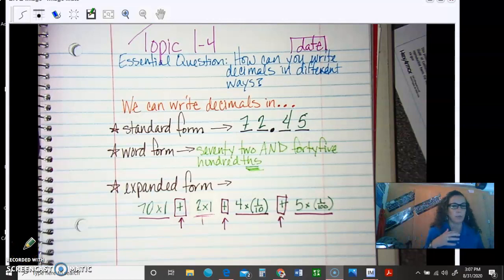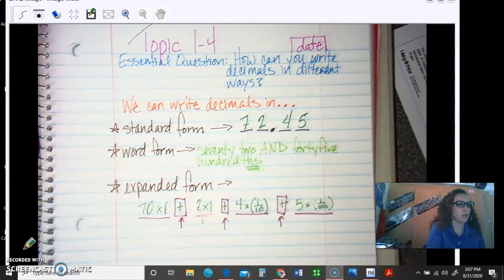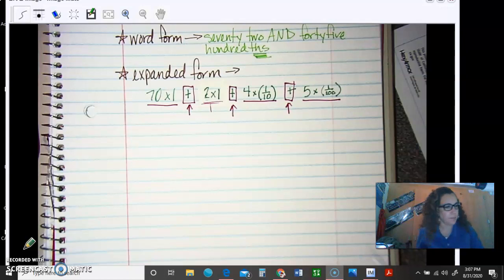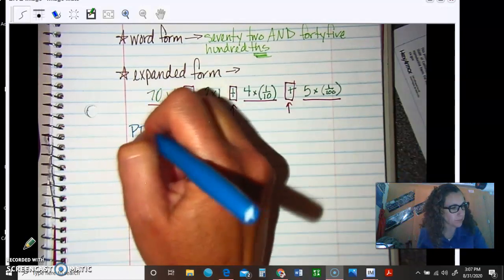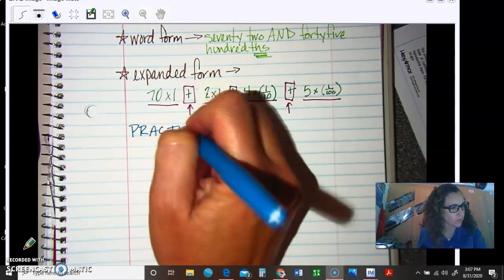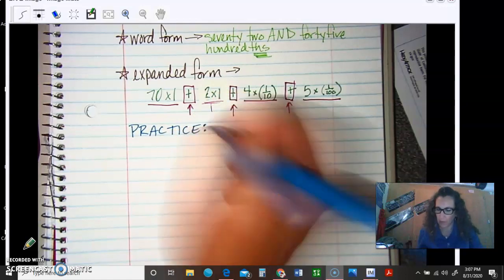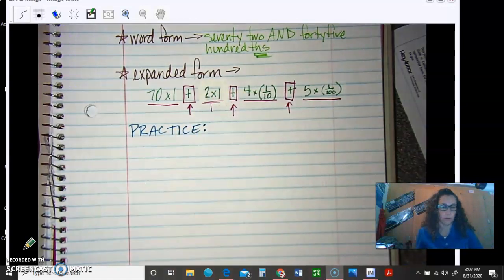Okay, so ladies and gentlemen, we finished our notes for topic 1-4. Now we're going to do some practice for 1-4, okay? Okay, so here you go. First one.